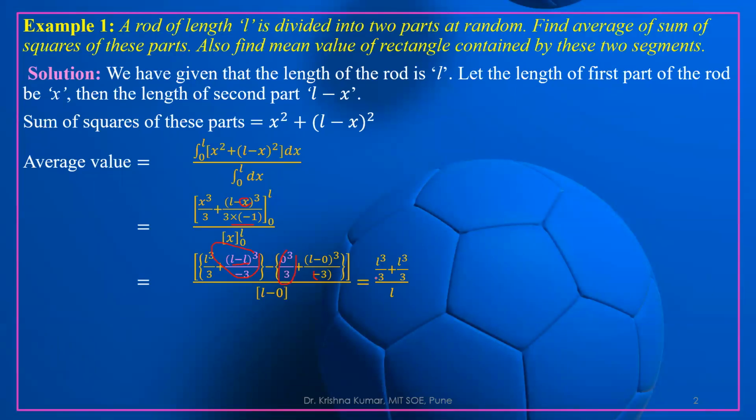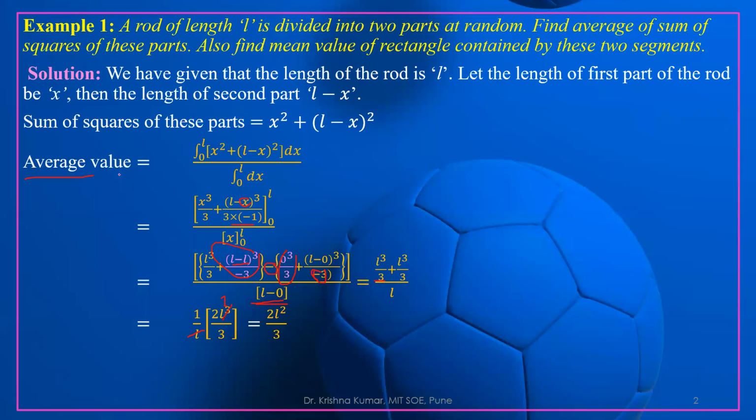What is L cube by 3? We are getting L cube by 3, and again L cube upon 3, and this is minus, so this minus and this minus will become plus. So it is L cube by 3 plus L cube by 3, upon L minus 0, which is L. So we are getting 1 upon L times 2L cube upon 3, because the sum of these is 2L cube upon 3. So one L will cancel, and we are getting 2L square upon 3.